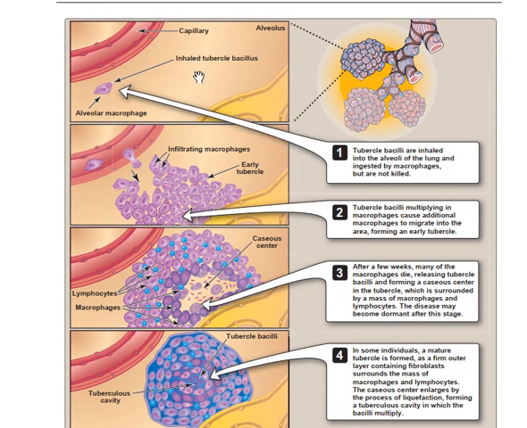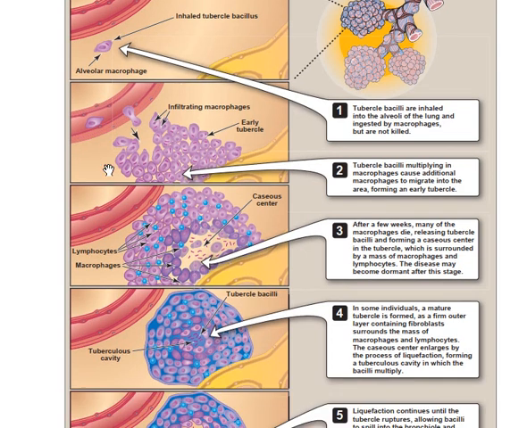When the inhaled tubercle bacilli penetrate into the macrophages, the macrophages do not degrade the inhaled bacilli. That results in an immune response that causes the accumulation of macrophages at that level, leading to the formation of early tubercles. The tubercle bacilli multiply in macrophages and cause additional macrophages to migrate into the area, forming the first tubercle, called the early tubercle. Is it clear?